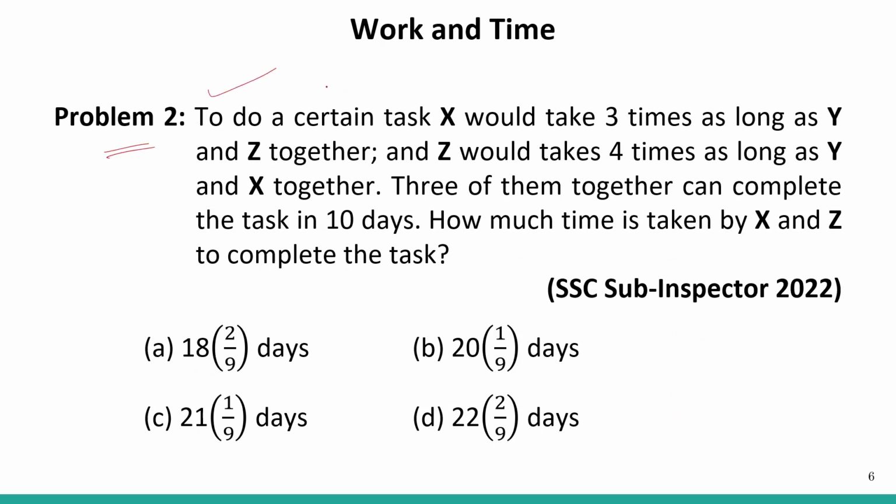To do a certain task, X would take 3 times as long as Y and Z together. And Z would take 4 times as long as Y and X together. The three of them together can complete the task in 10 days. So how much time is taken by X and Z to complete the task? Here X and Z are combined, and how much time will they take to complete the task? Together X, Y, Z complete it in 10 days.